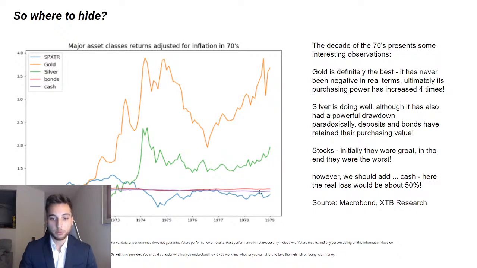you can see bonds really performed quite negatively, the S&P really performed quite negatively, except for the beginning. We have cash, which has really performed negatively from start to finish, and then we have gold, silver, and bonds potentially doing decently. So that was the situation.